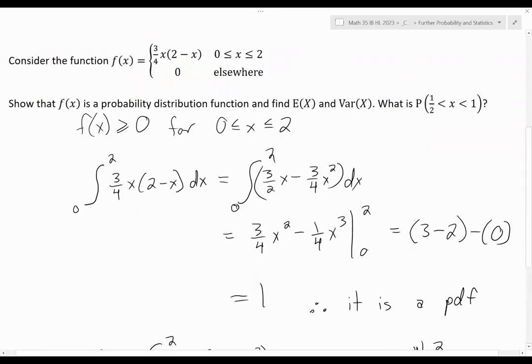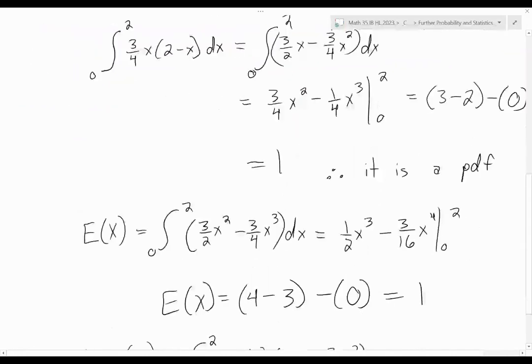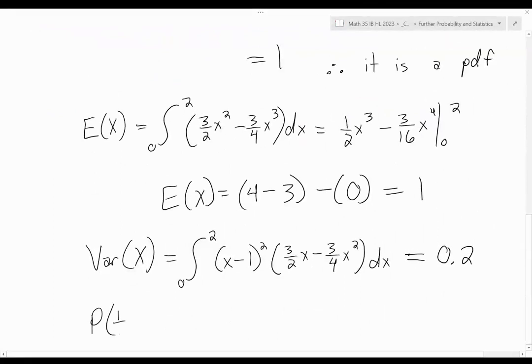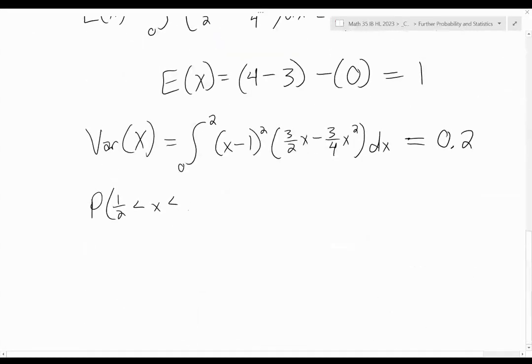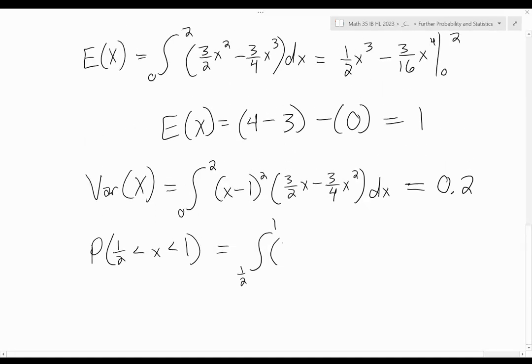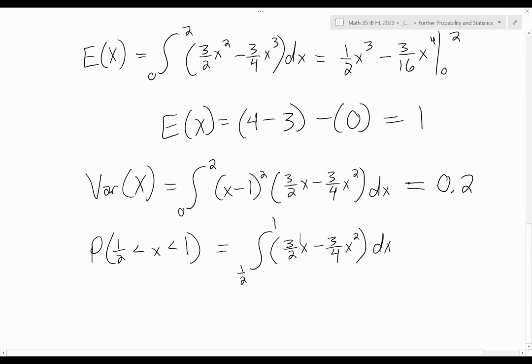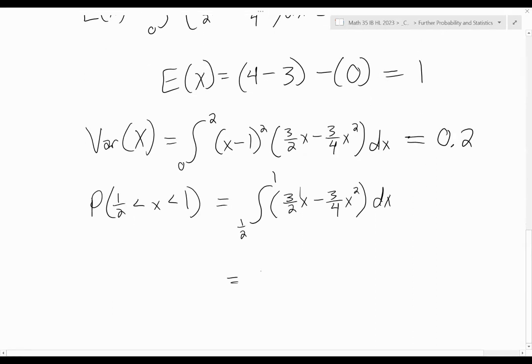The last thing we want to do in this question is find the probability that x is between 1/2 and 1. The area under the curve between two values represents the probability that you would find a value between those two values. So the probability that x is between 1/2 and 1 is going to be equal to the integral from 1/2 to 1 of my original probability distribution, which was 3 over 2 x minus 3 over 4 x squared dx. We already stated what the antiderivative of this is: 3 over 4 x squared minus 1 over 4 x cubed. This time, though, evaluated between 1/2 and 1.